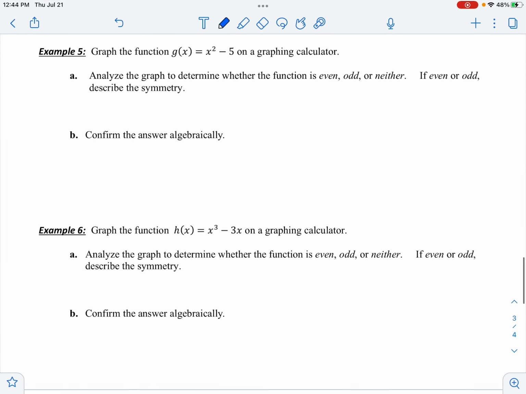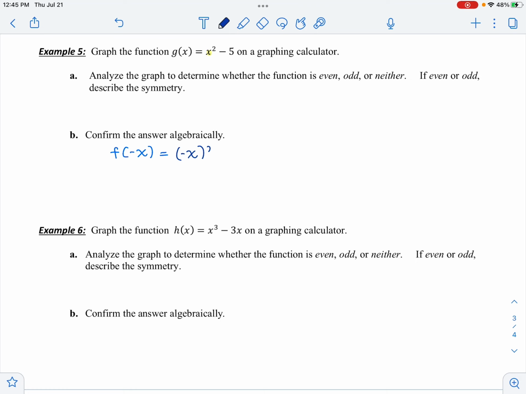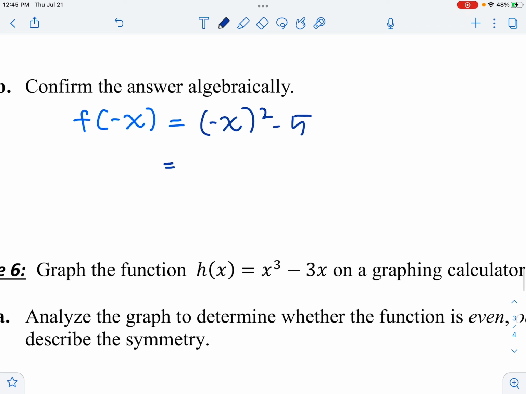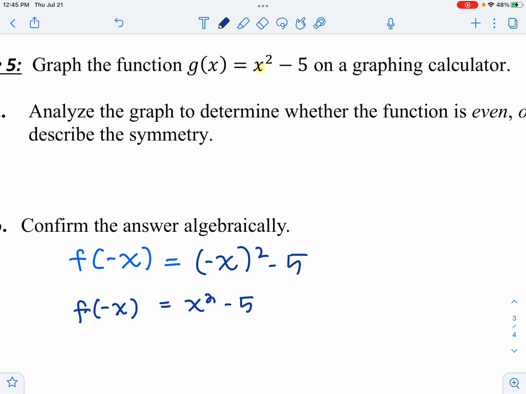Let's do the same thing for the next one now that we know how to do it, very clear, right? So we're going to do it algebraically. We're going to find f of negative x. We're going to plug in negative x right here for x. So that is negative x squared minus 5. Negative x squared, or negative x times negative x, is x squared, and then minus 5. And once again, that's f of negative x. So let's compare it to the original. If you compare it to the original, this is exactly the same as this. Since they're exactly the same, that means it is even.